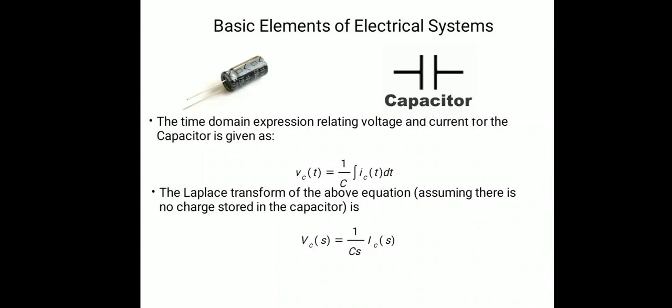Similarly, for the capacitor, voltage through the capacitor is 1 by C integration of I of t dt. That is the formula, but we need the Laplace version. V of S is equal to 1 by C, as it is, because this is the constant term, but the integration term is there, so we need to add 1 by S, the Laplace operator, and I of t becomes I of S.